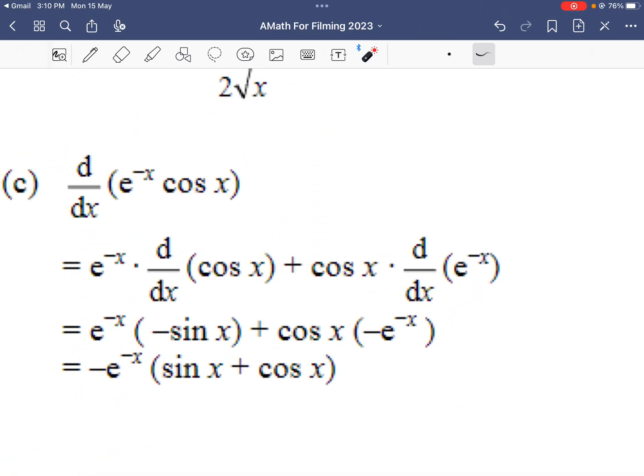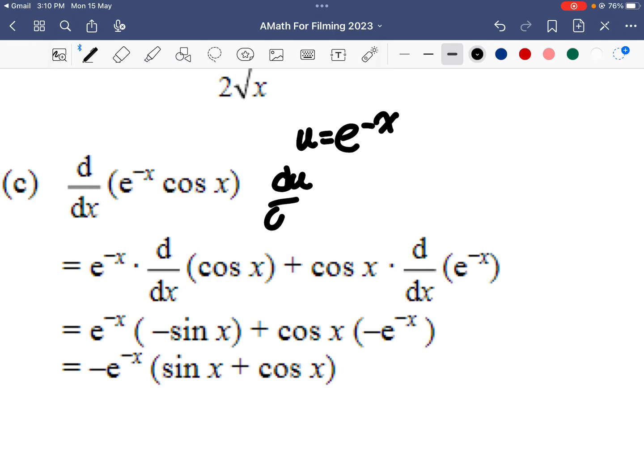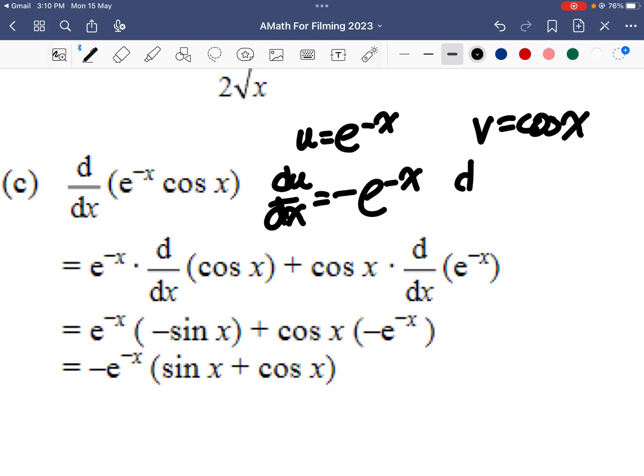Part c is an application of the product rule. Let me write all of it down for you. If u is e to the power of negative x, du dx is negative e to the power of negative x. If v is equal to cosine x, dv dx is equal to negative sine of x.